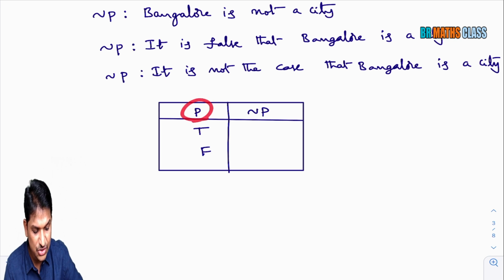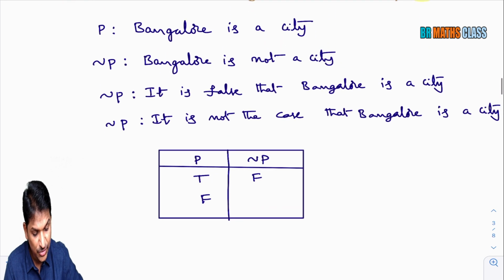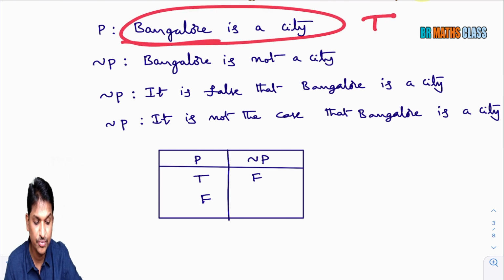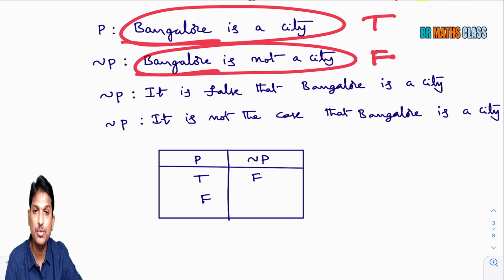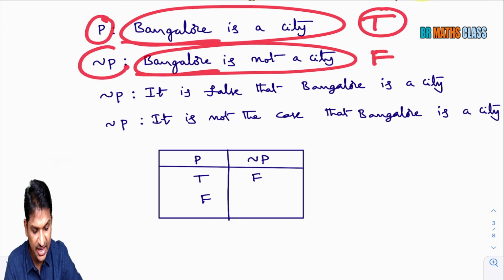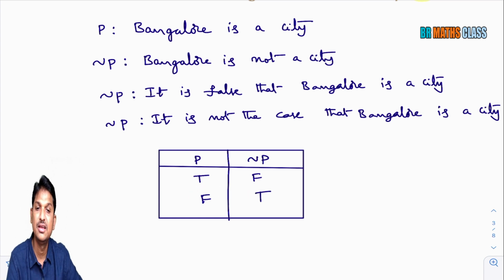If P is true, then what about its negation? If P is true, then its negation is false. It's simple. Look here, please. Bangalore is a city. Actually, this is true. What about its negation? Bangalore is not a city. This is false. So, what I am trying to say, when P is true, its negation is false. In the same way, if P is false, then its negation is true. These things can be understood easily. Right?